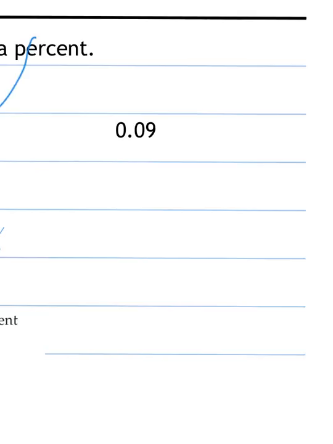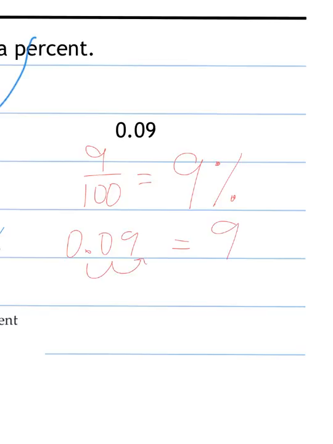Next one, 9/100 is how we read that number, so that tells us we have 9 over 100, which equals 9%. Okay. Or we could start with our decimal, move the decimal spot 2 to the right, and again, that's where we drop our percent sign, so 9%.